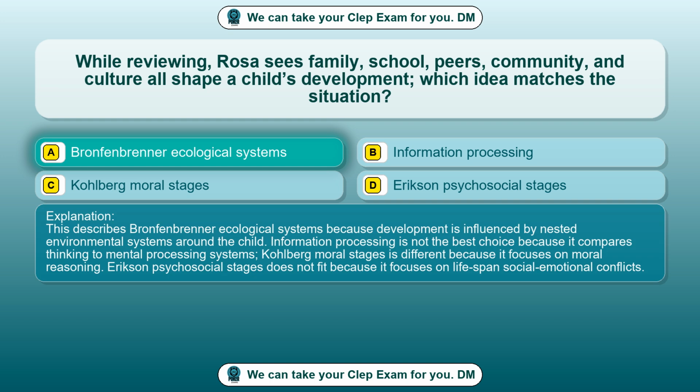This describes Bronfenbrenner ecological systems because development is influenced by nested environmental systems around a child. Information processing is not the best choice because it compares thinking to mental processing systems. Kohlberg moral stages is different because it focuses on moral reasoning. Erikson psychosocial stages does not fit because it focuses on lifespan social emotional conflicts.